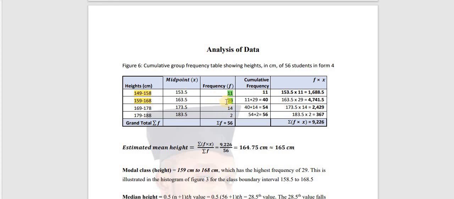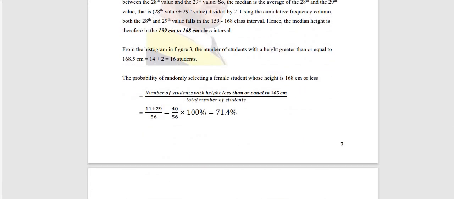So for the probability of picking a student out of these 56 students at random, what's the probability of me getting one of these 40 students? That's what it's saying there. The probability of picking a student out of 56 that falls into these 2 categories will be 11 plus 29 divided by 56. And we can simplify this as a fraction, or we can multiply that by 100%. And that's what we have here.